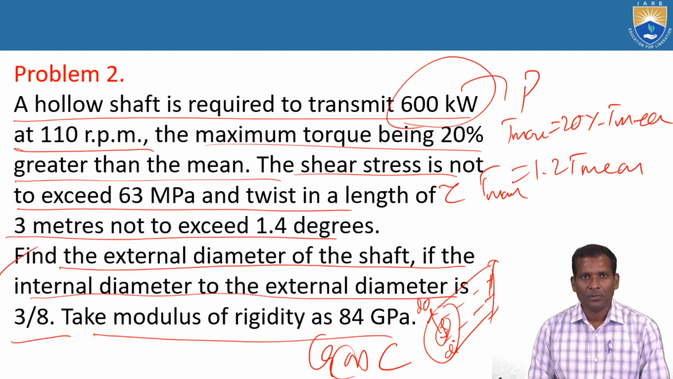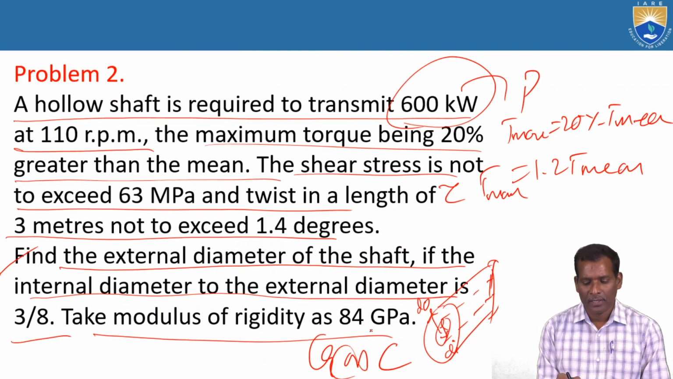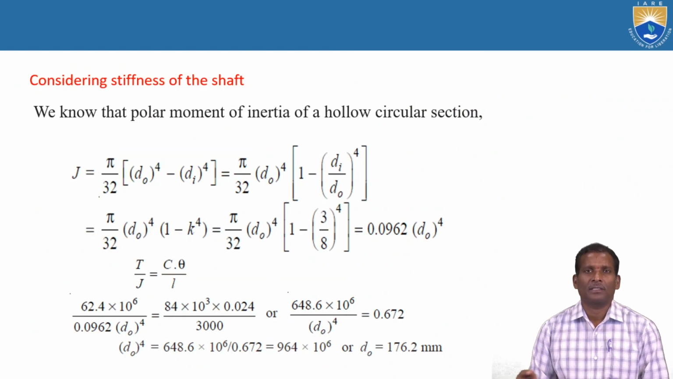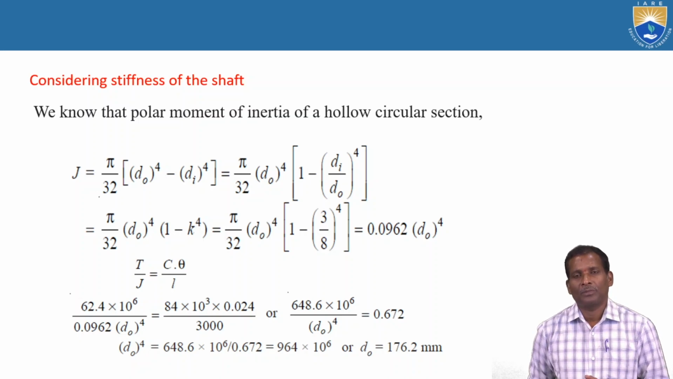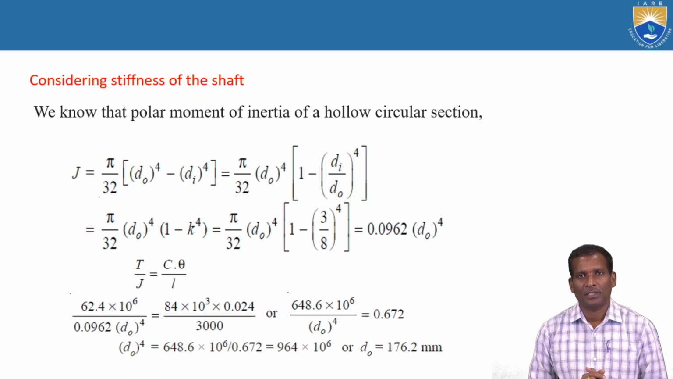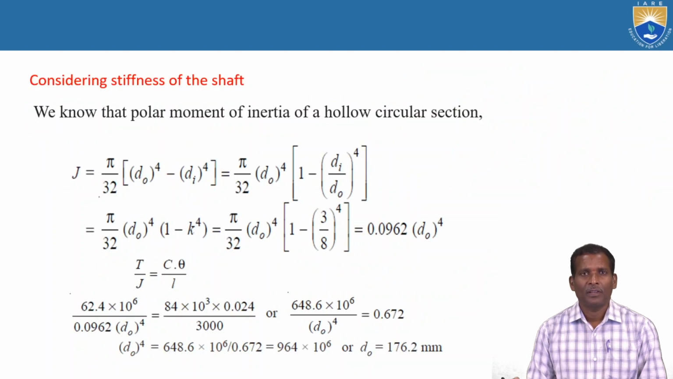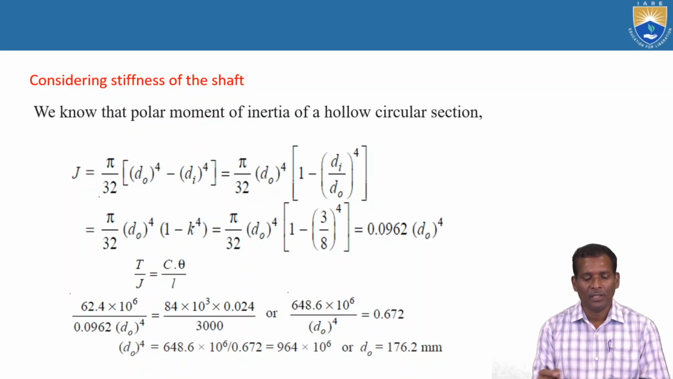Next, the second case. In your problem, the modulus of rigidity G is given, so the design of the shaft on the basis of torsional rigidity also needs to be calculated. The second case considers the stiffness of the shaft, while the first considered the strength of the shaft. As per the shaft design procedure, first calculate on the strength basis, and then apply the procedure of torsional rigidity for the diameter and design parameters. Take the larger one as the final dimensions of the shaft.